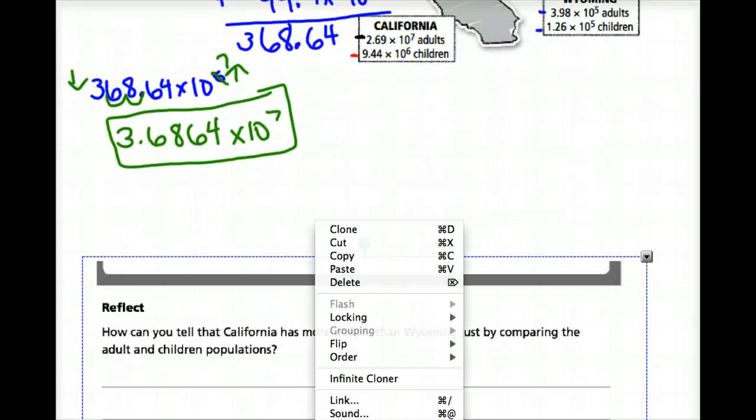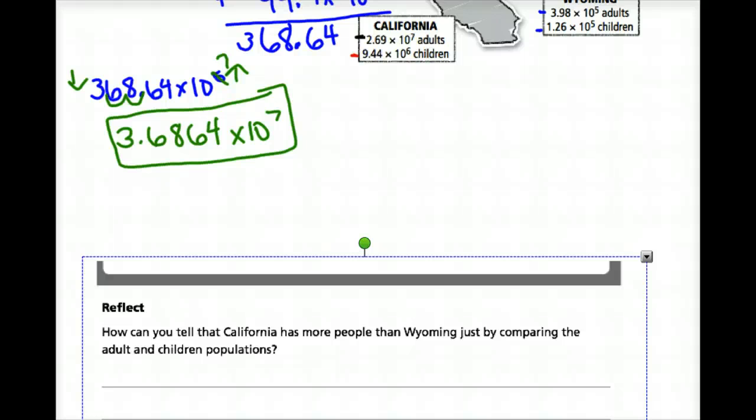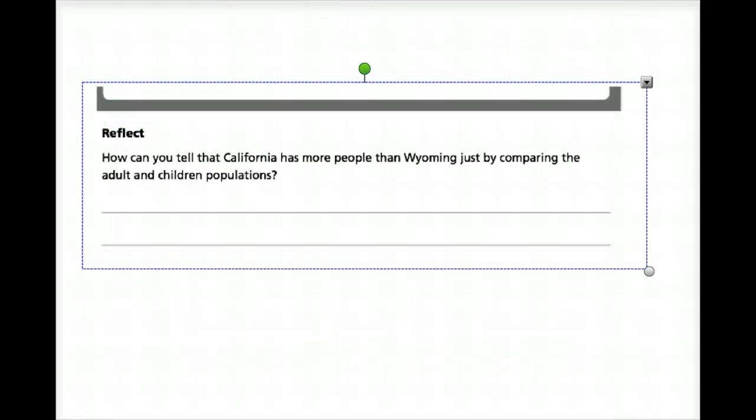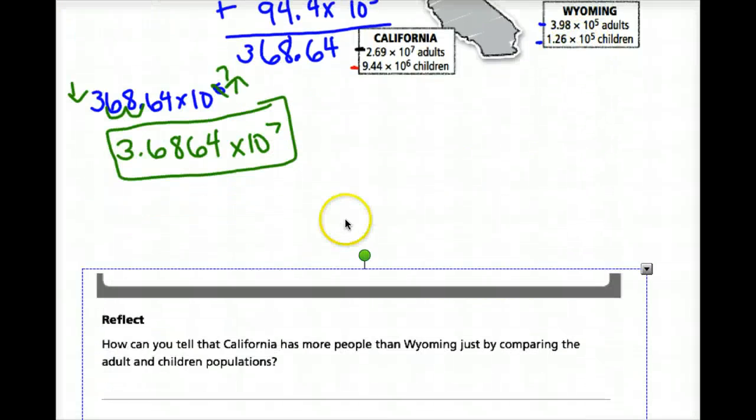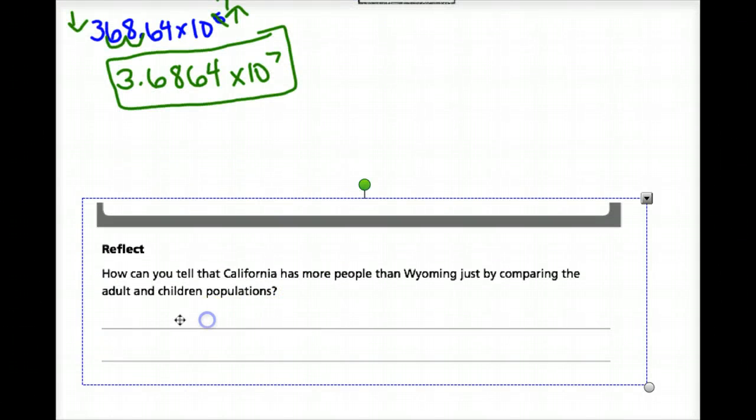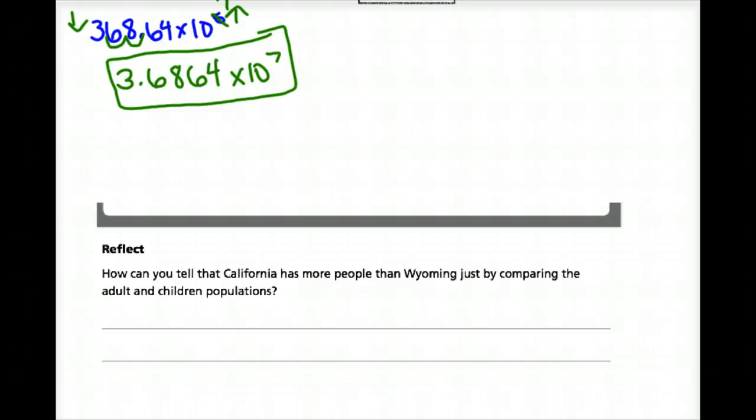Alright, how can you tell that California has more people than Wyoming just by comparing the adults and children populations? So if we look up here, notice how California's exponents are larger than Wyoming's exponents. So we can just put larger exponents here, because right off the bat, if they have larger exponents, they're going to have larger numbers and more people. Larger exponents.